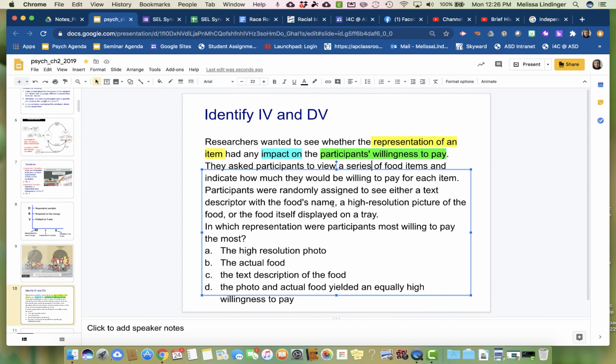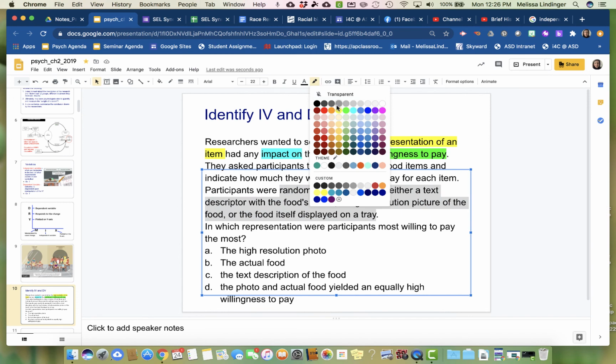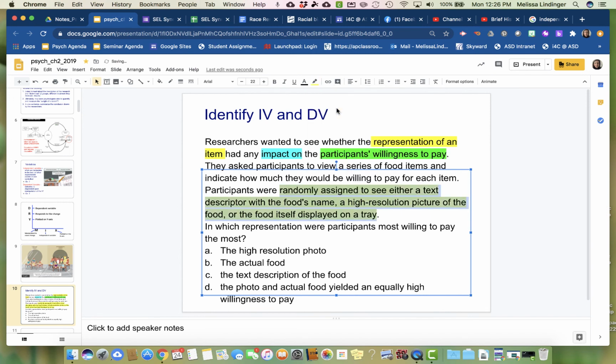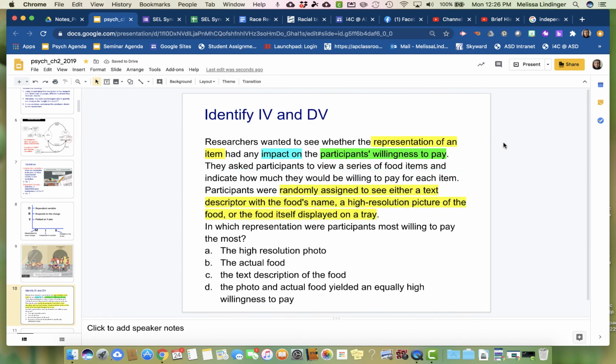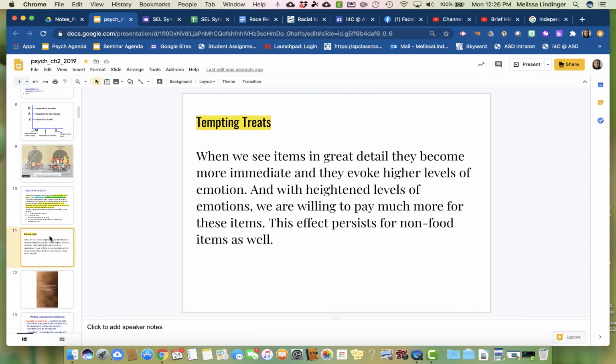So what I would actually be looking for here as the definition of the independent variable is everything you see right here. Participants were randomly assigned to see either a text descriptor of the food's name, a high-resolution picture, or the food itself displayed on a tray. That's your independent variable. Okay? Just want to make sure that you're always giving an operational definition and being as specific as possible.